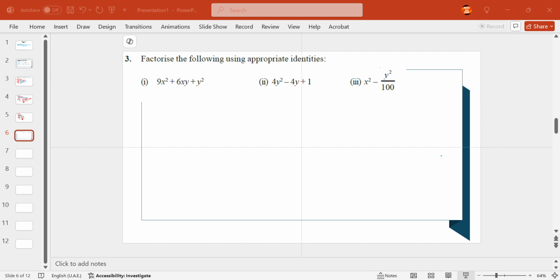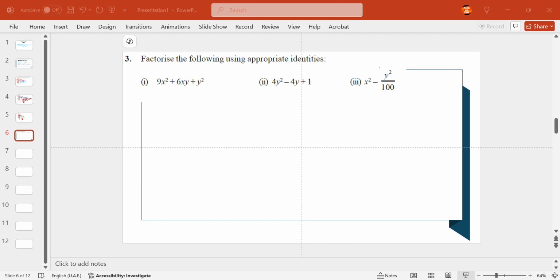So that can be written as (3x plus y) times (3x plus y). Now understood, my dear students? I have written the given expression as a product of two factors. This is what factorize means. So it's very simple. First equate a and b, and after that check whether the middle term is getting satisfied or not. And once it is satisfied, you can factorize using our identity.